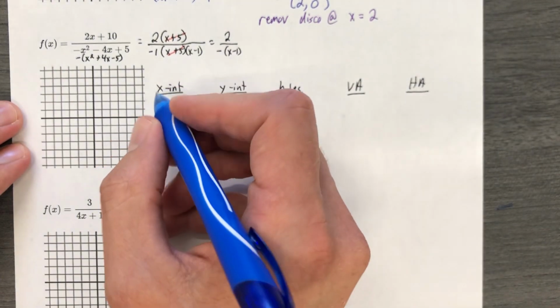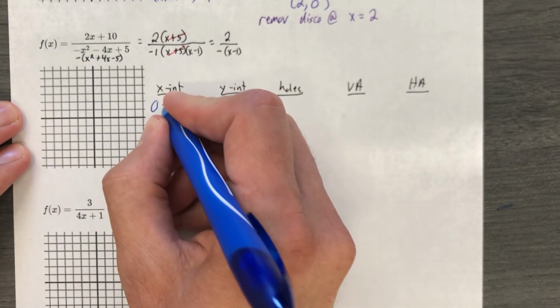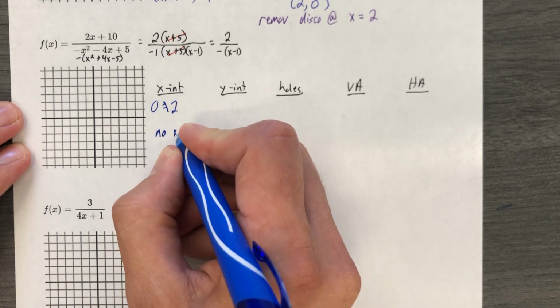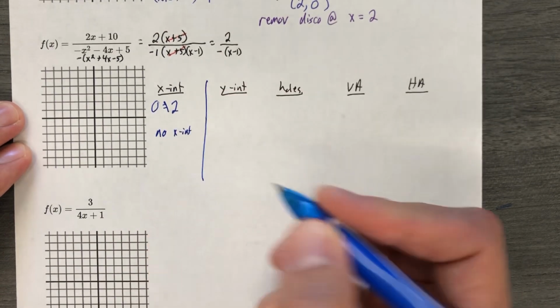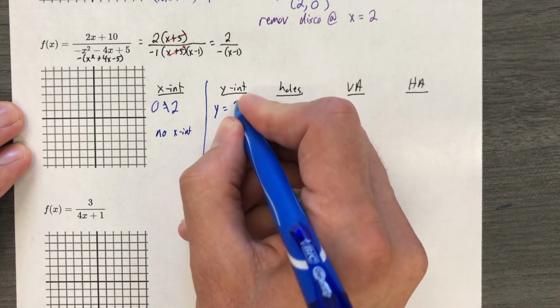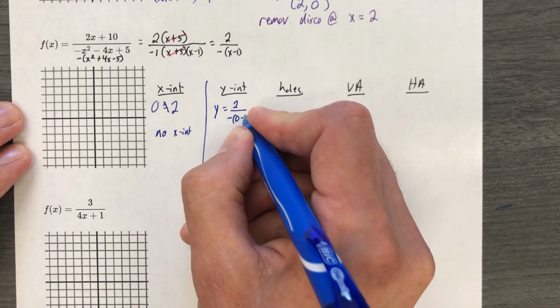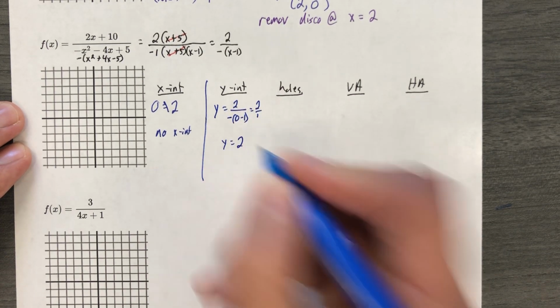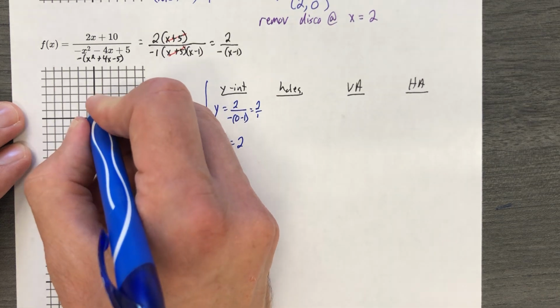X-intercept is where you set the numerator equal to 0. So 0 equals 2. No, it doesn't. So there is no x-intercept. Y-intercept is y equals 2 over negative 0 minus 1. It's going to give me 2 over 1, so y equals 2. There's a dot right there.